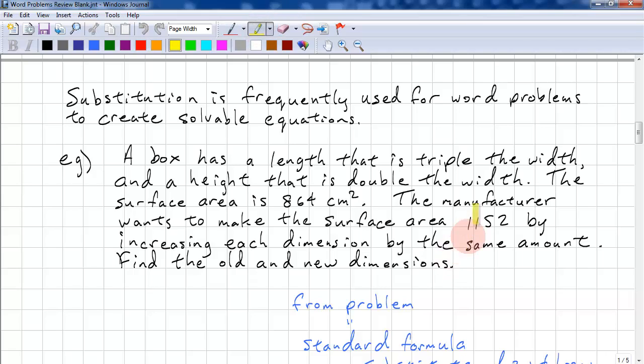So the first thing to do is to highlight some important numbers or characteristics, and you want to increase each dimension. Always read the question so you know what you're answering. Find the old and new dimensions.